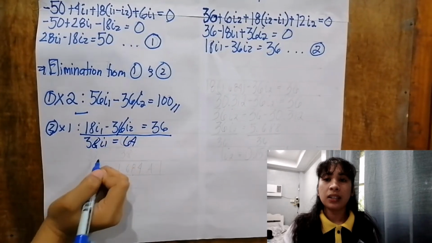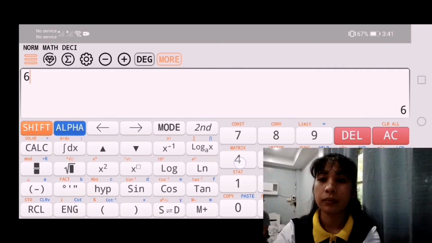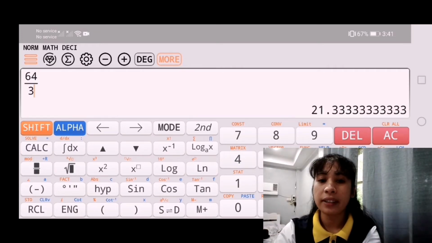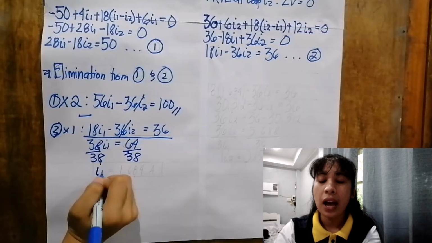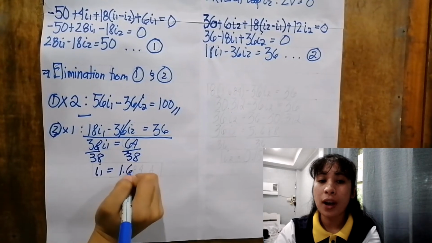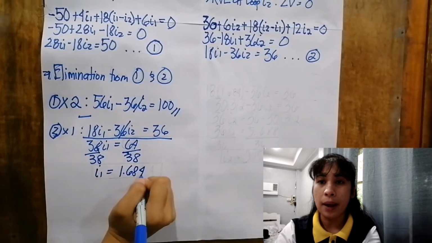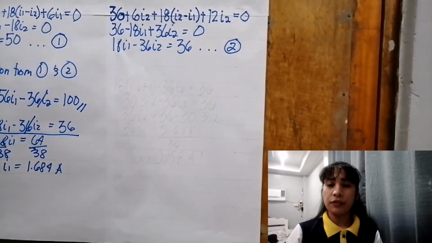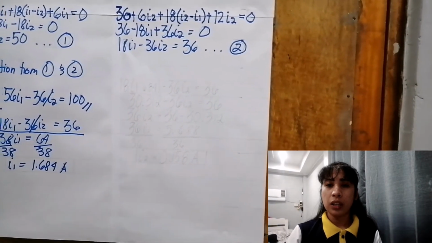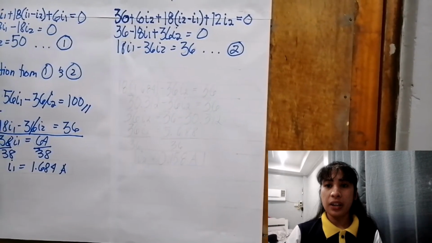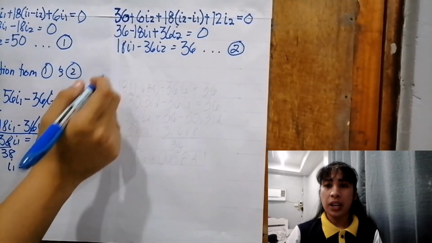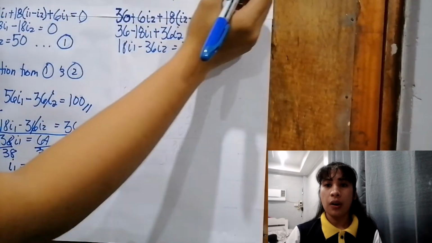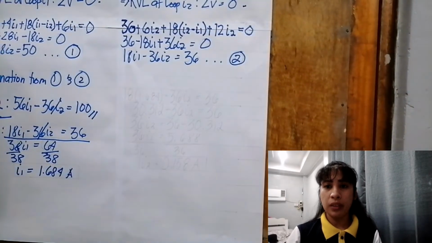And what does this tell us? 64 divided by 38 is 1.684 ampere. So I1 is equal to 1.684 ampere. And from here, we can substitute I1 to either equation number 1 or equation number 2. Okay, let's try equation number 2 then.